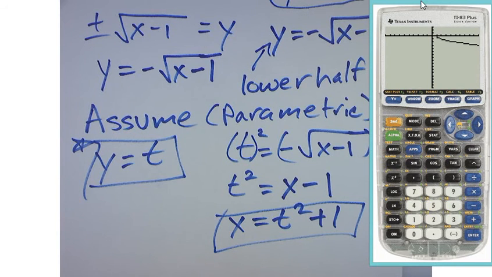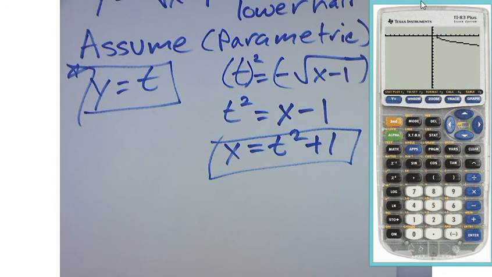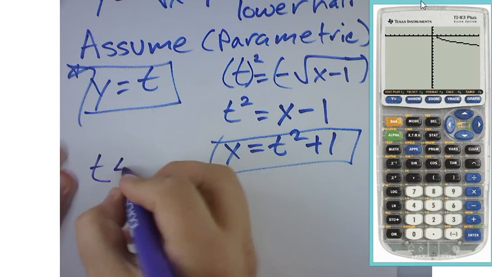So now we need to define what we want our t to be. The last step is t is, how do I write that? Less than or equal to 0. You are absolutely correct.